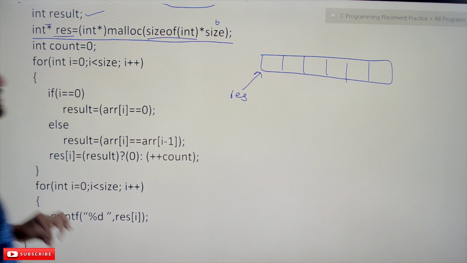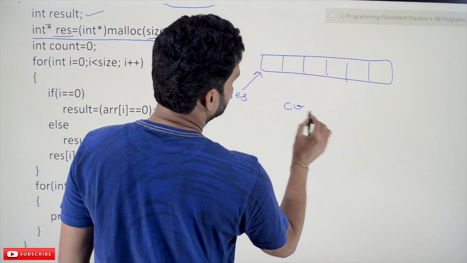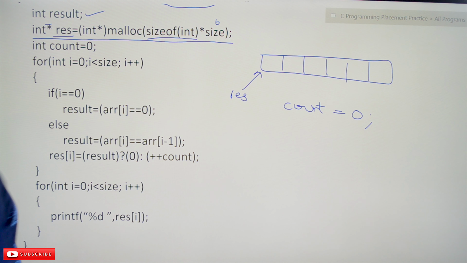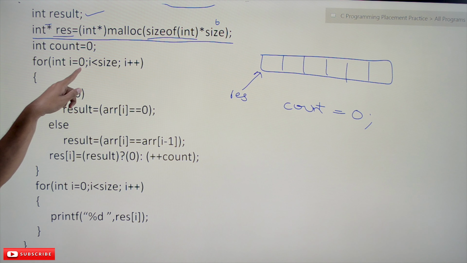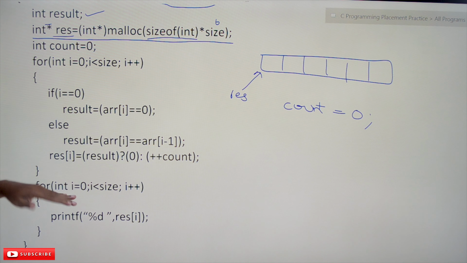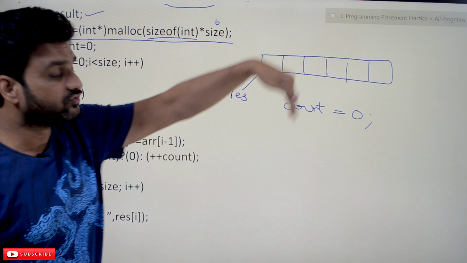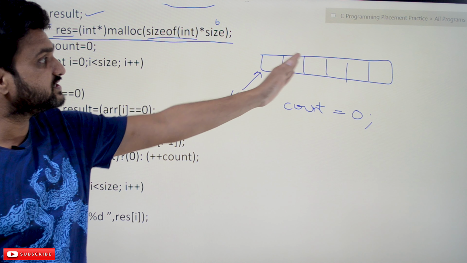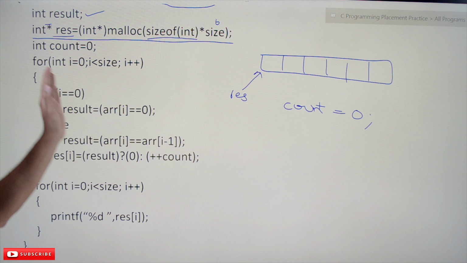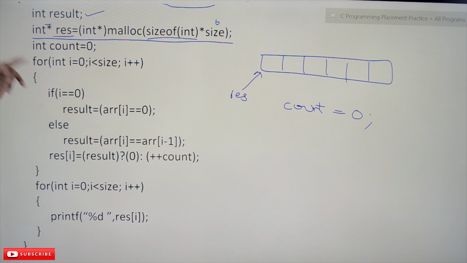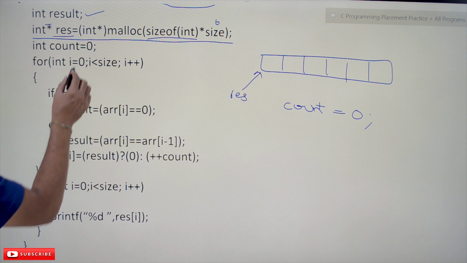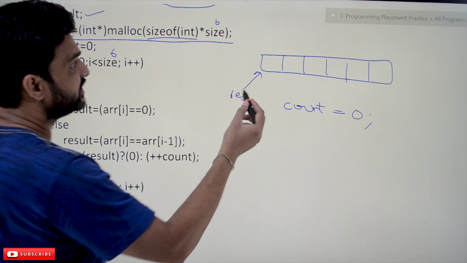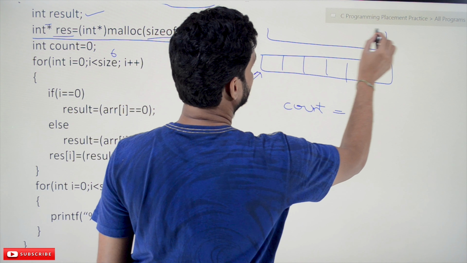Now count is equal to 0. So far we haven't identified any mistakes. int i is equal to 0, i less than size. This has to be incremented as we have to go through each and every bit of the array. This for loop has to run for the size of the elements. Because it is starting from 0, with size 6 it goes 0, 1, 2, 3, 4, 5, so it is acceptable. Nothing wrong there.